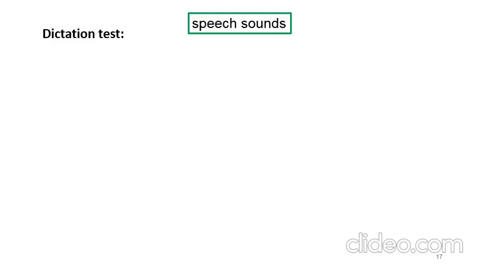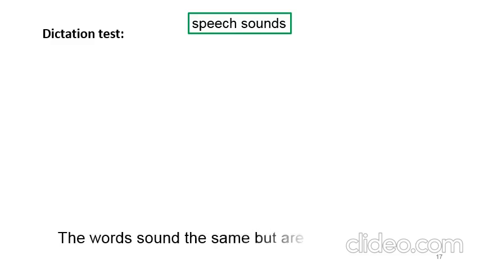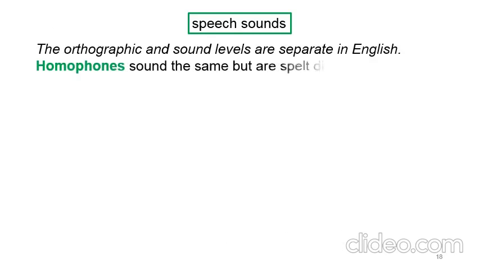You may pause the video and listen again to the words. Make sure you have at least 2 words for each of these numbers. The words sound the same, but they are spelt differently. We know that the orthographic and sound levels are separate in English.